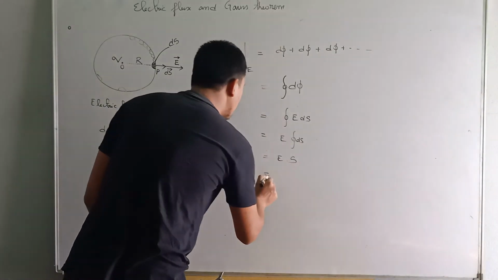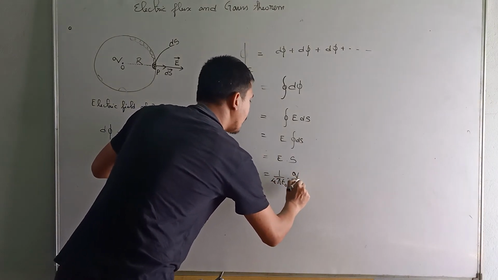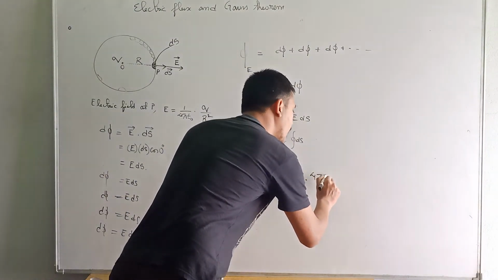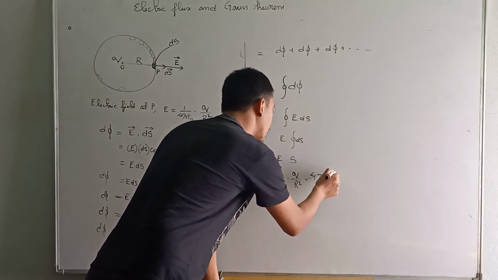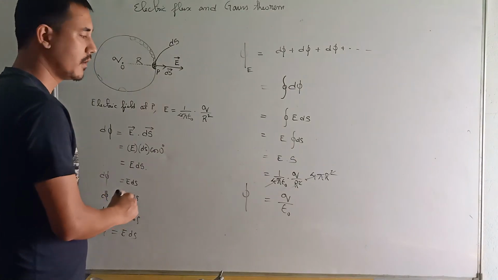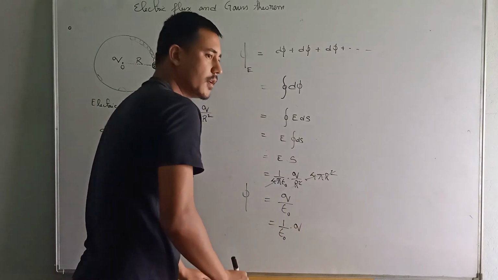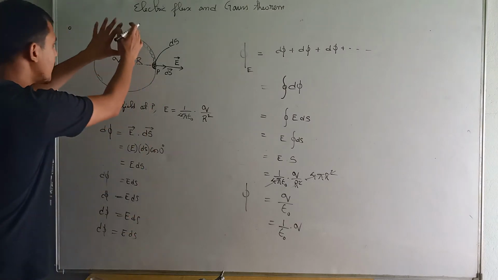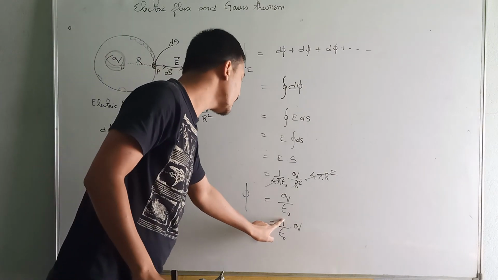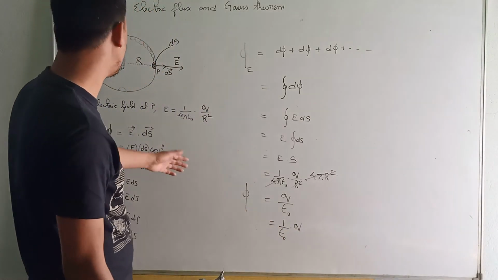What is your electric field? 1 by 4 pi epsilon naught into Q upon R square, into the surface area of the sphere, 4 pi R square. That gives 4 pi R square Q upon 4 pi epsilon naught R square. This can be rewritten as 1 upon epsilon naught times Q. So the electric flux through any closed surface enclosing a charge is given by 1 upon epsilon naught times the charge enclosed. So Gauss told us, why are you doing all this?